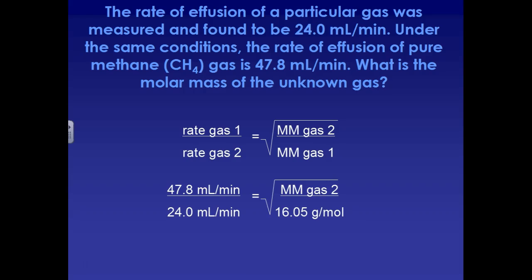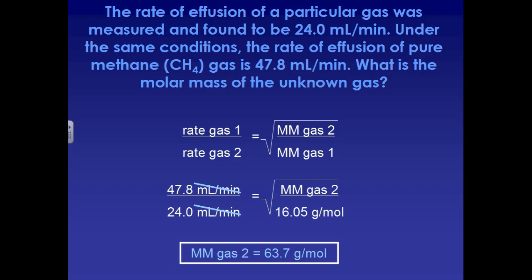The milliliters per minute cancel out, and now we need to get rid of that square root sign. The opposite of a square root is a square, so you need to square both sides of your expression, and when you do that and multiply by 16.05, you get that the molar mass is roughly 64. So we see that the rate of methane was roughly twice the rate of the unknown gas. Because of that square root function, that means the molar mass of the second gas was about 4 times larger than methane.